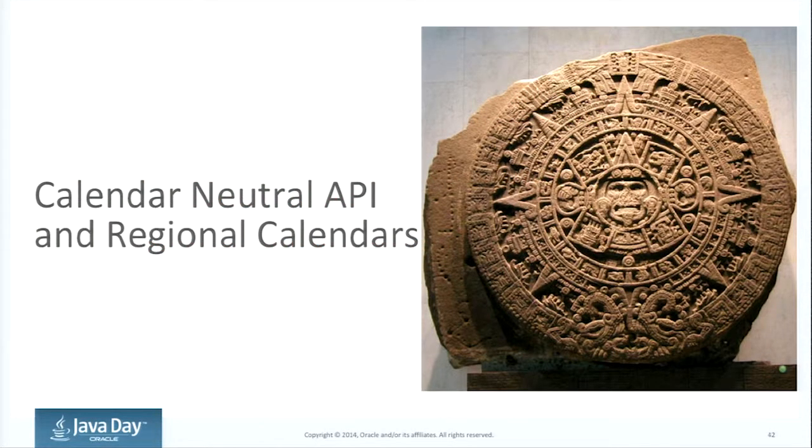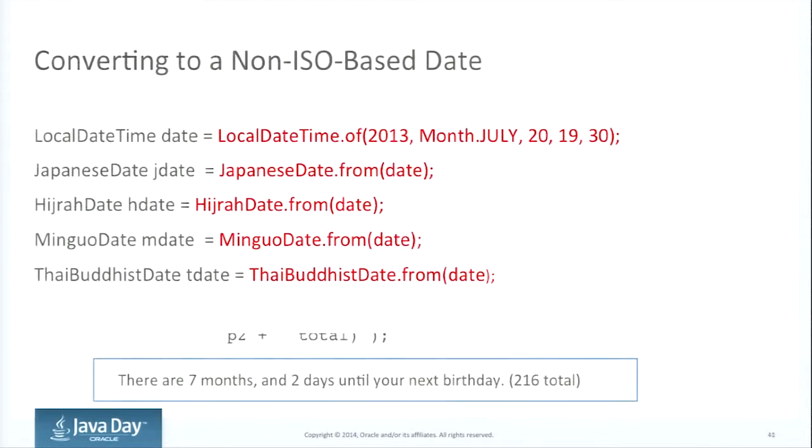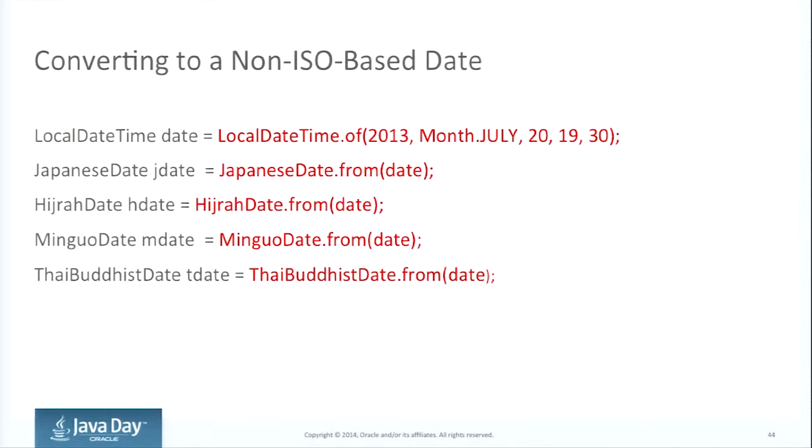So that's pretty much it for the ISO representation. Now we're going to talk a little bit about calendar-neutral APIs. How do we support the Japanese, the Thai, Hindu, and all that? The idea is we shouldn't assume that we're counting in months and days. We really want to try to be neutral, and see how easy it is to move from one calendar to another.